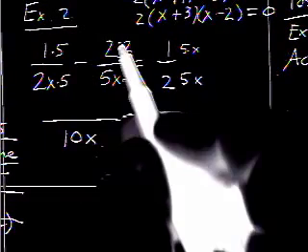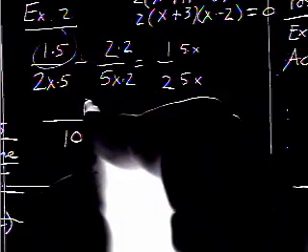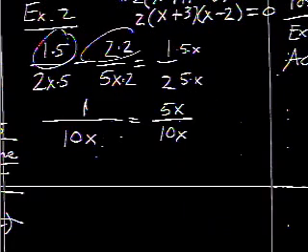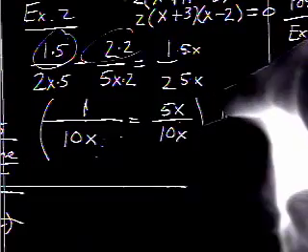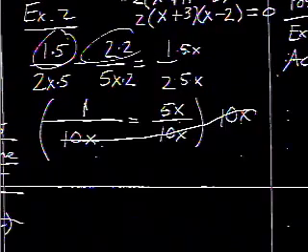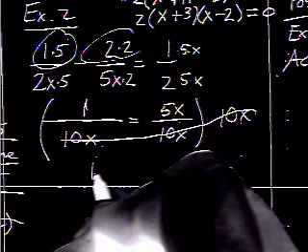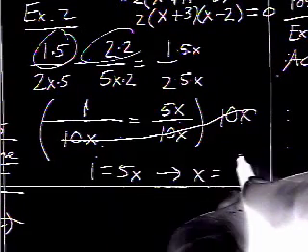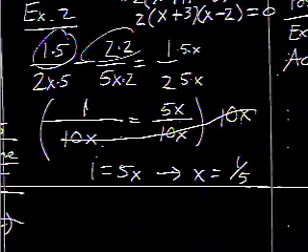And here I have 5 minus 4. And 5 minus 4 is 1. And on the other side I have 5x. And if you multiply everything by the common denominator, we know that that disappears on us. So we have 1 equals 5x. So x would be equal to 1/5. X equals 1/5.